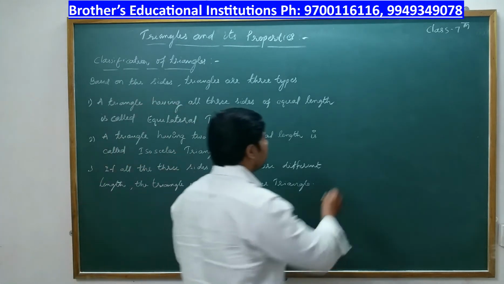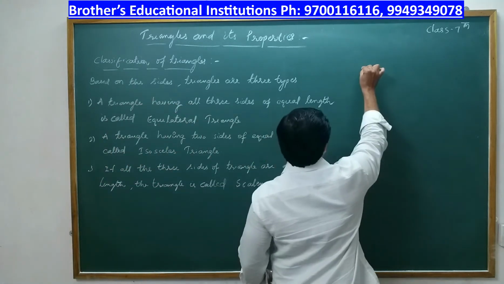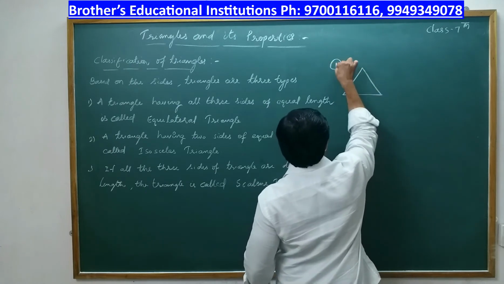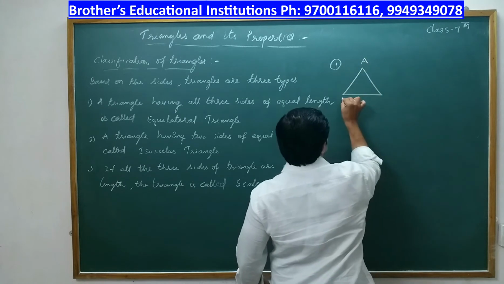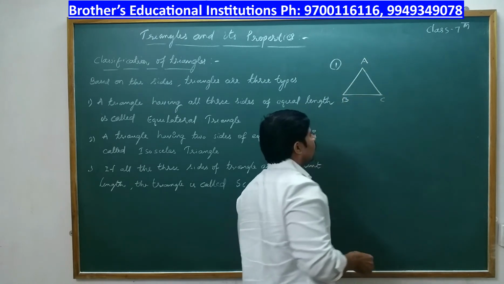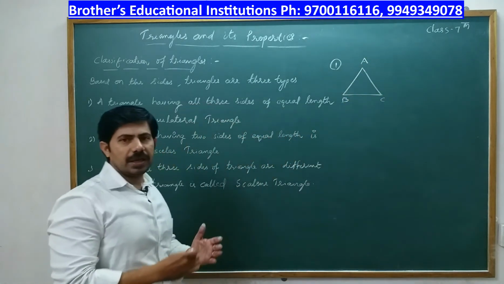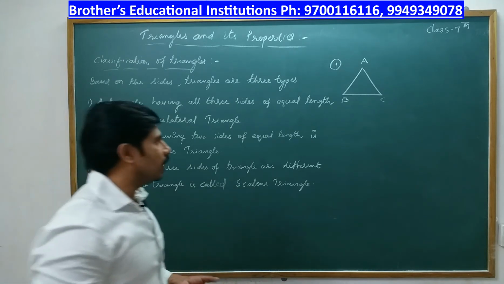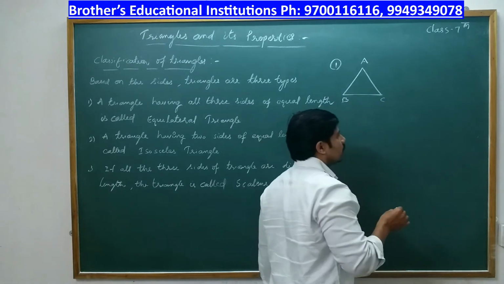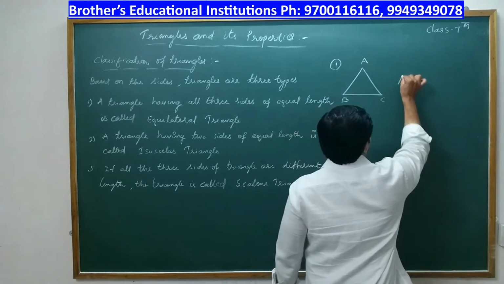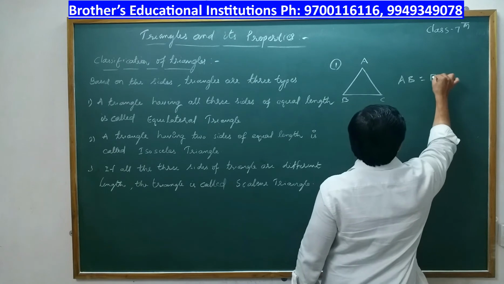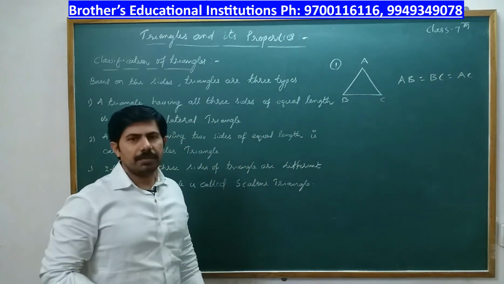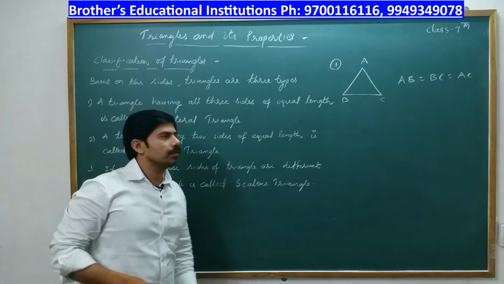So that means in a triangle, suppose you are considering an equilateral triangle, suppose this is an equilateral triangle. These are the three vertices of the triangle, ABC, and the sides are AB, BC and AC. Suppose the triangle is equilateral, then all the sides are equal, that is AB is equal to BC is equal to AC, right? AB is equal to BC is equal to AC.